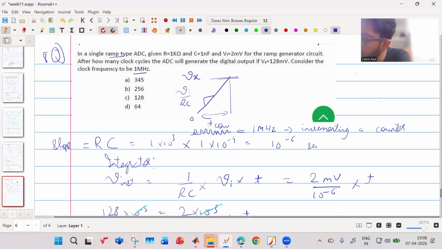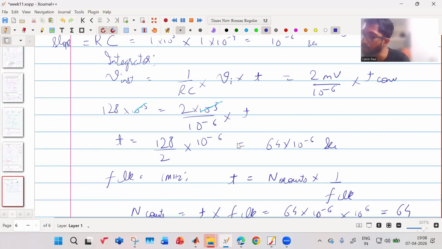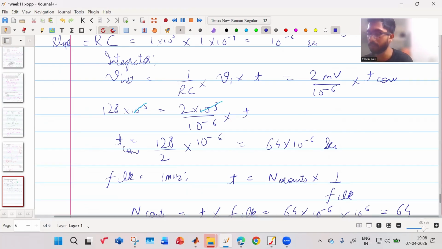So when the first clock comes, it will go from 0 to 1. Next clock comes, it will go to 2. Next clock comes, it goes to 3. How long does it go on until it touches this Vx, right? So if it has touched Vx, it will take some time. That conversion time, T conversion, is what we are calculating. How much time did it take? The T conversion we found out to be equal to 64 microseconds.